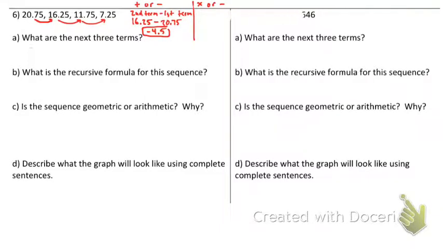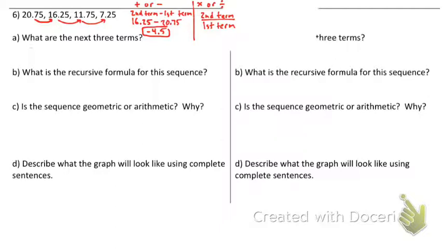Let me erase this for some room. Okay, it's second term divided by first term. This tests multiplication or division. Okay, so let's try this one.